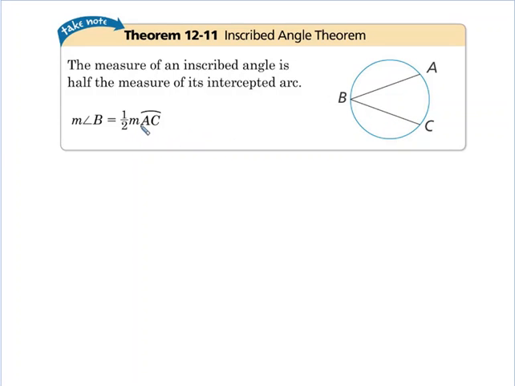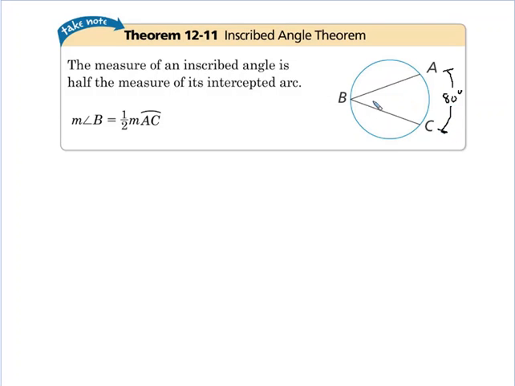So the rule for today is that when I draw an inscribed angle, the measure of the angle will always be half of the intersected arc. So let's say that on the perimeter of the circle, this was an 80-degree arc.